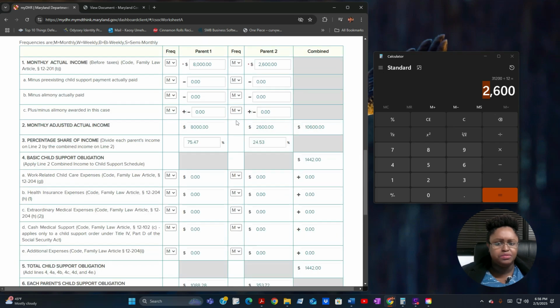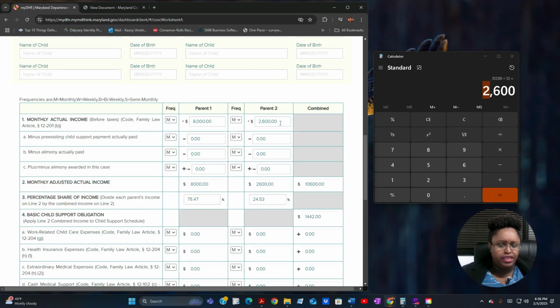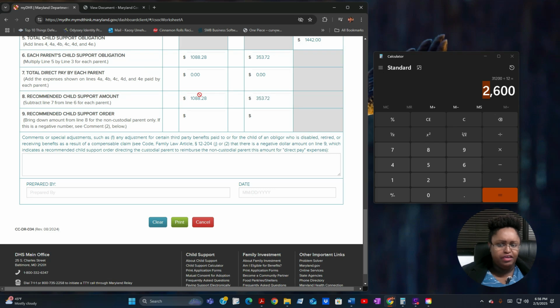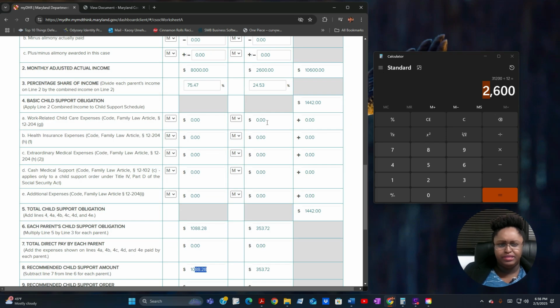And if the situation was reversed, and let's say father, parent 2, was the one with custody, and mother was making this much more than him, mother would have to pay father $1,088.28 each month. So there you go. I hope you guys found it helpful. If you're in the middle of a child support case, feel free to just go ahead and play with these numbers, and that way you can figure out what works best for you and how to navigate and present your case to court.